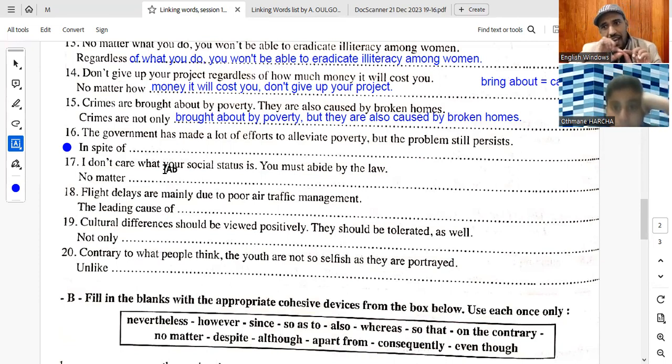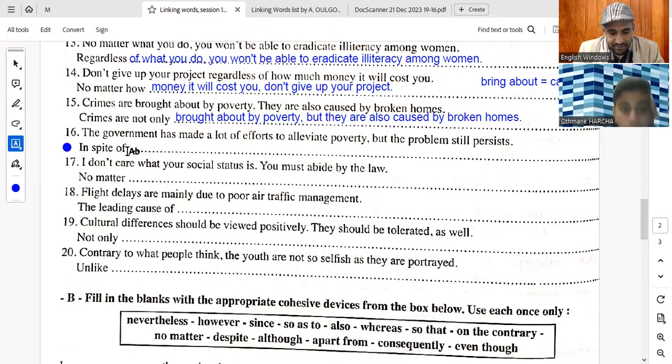After "of", we should have a verb in the gerund form, I mean with -ing. We don't say "of go" or "of make" or "of made". In spite of making a lot of efforts to alleviate poverty.